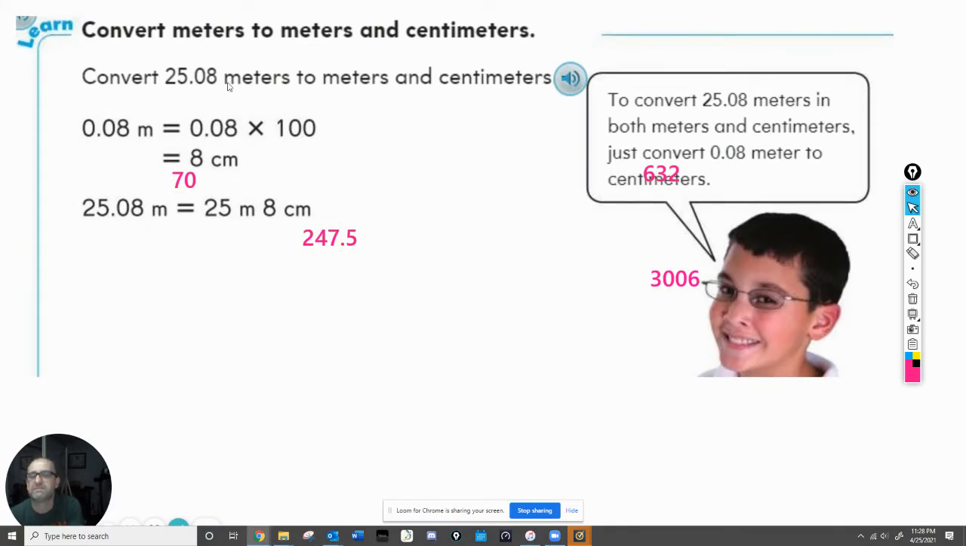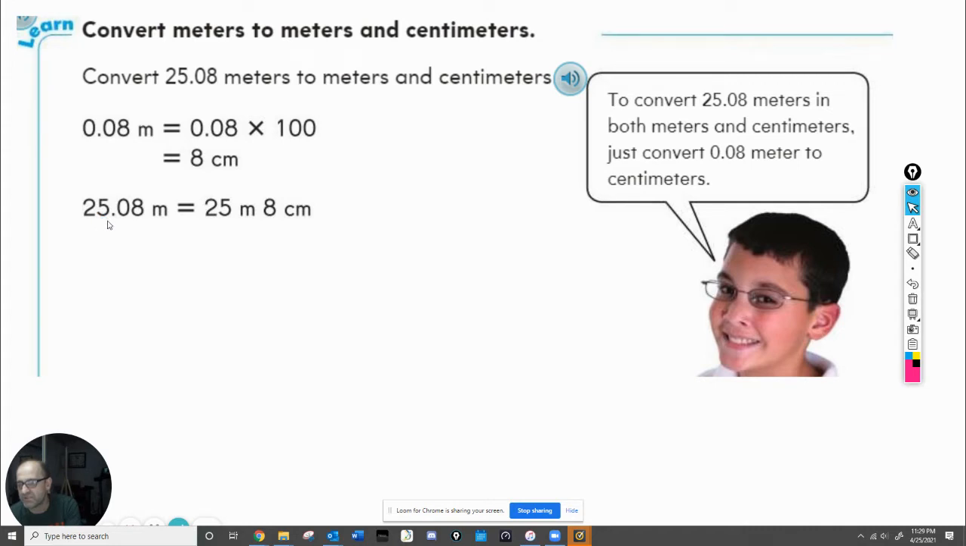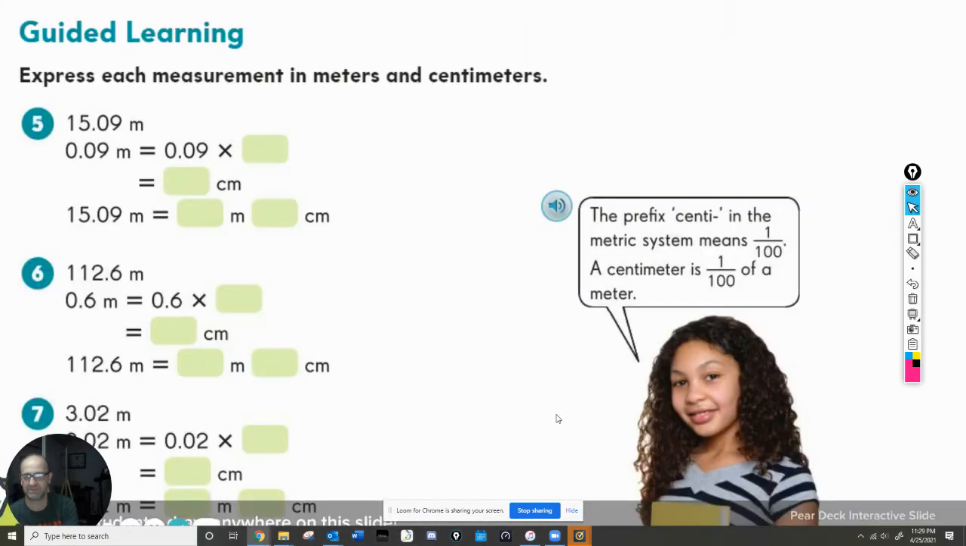All right, meters to meters and centimeters. So read this. If you have 8/100ths of a meter, every 100th of a meter is a centimeter, so that's 25 meters and 8 centimeters. Just convert the 100ths of a meter to centimeters.